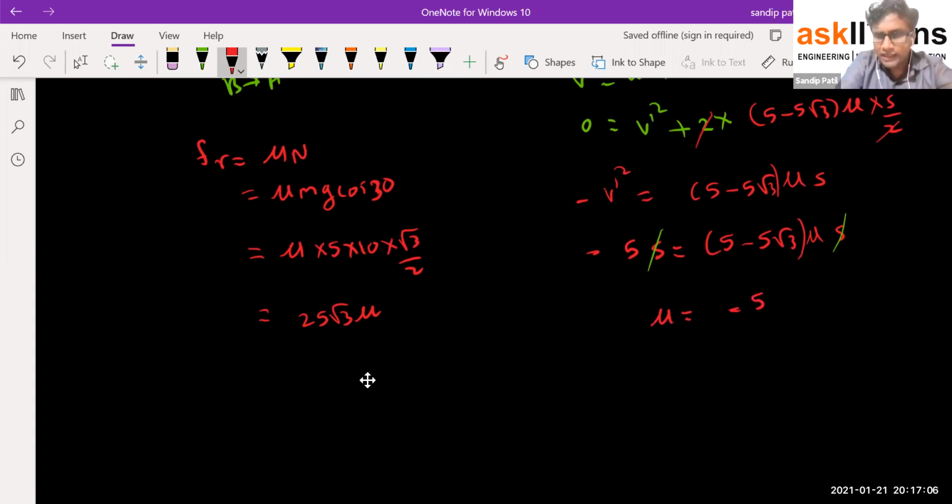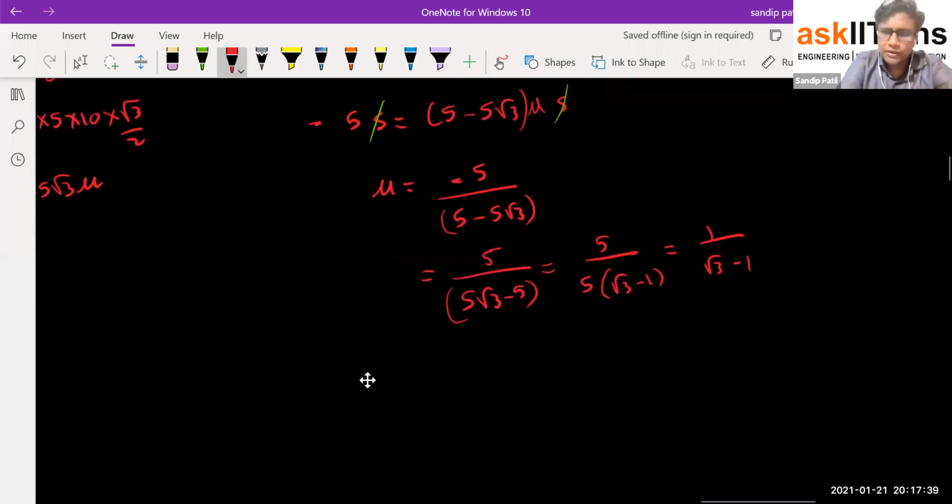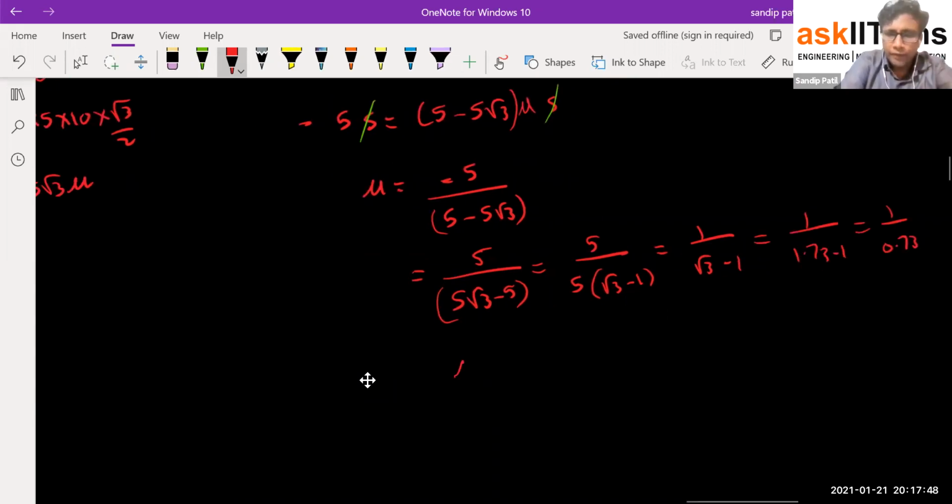Can I write mu is equal to minus 5 upon 5 minus 5 root 3. This will be the value of mu. Okay, even I can cancel out the 5. I can even write this minus sign, let's take it to the denominator. It will become 5 root 3 minus 5. Or I can take the 5 outside. That will become root 3 minus 1. Or the final answer will be, let's say, 1 upon root 3 minus 1. Right, I can substitute this value also. So this will become 1 upon 1.73 minus 1, or 1 upon 0.73. So this is the final value for mu.